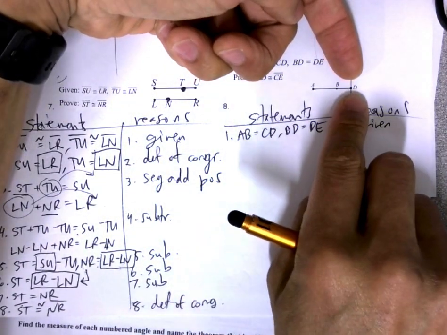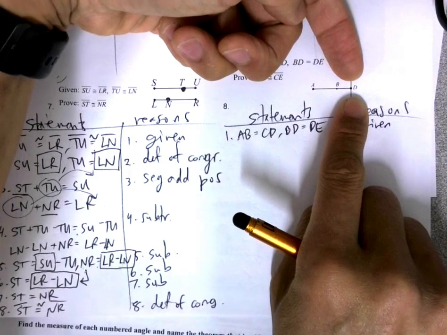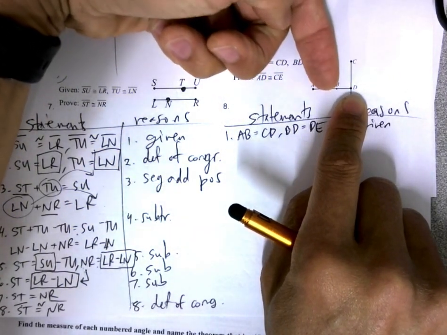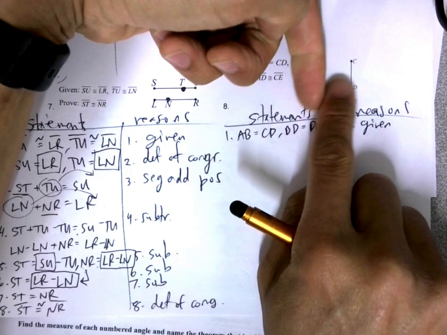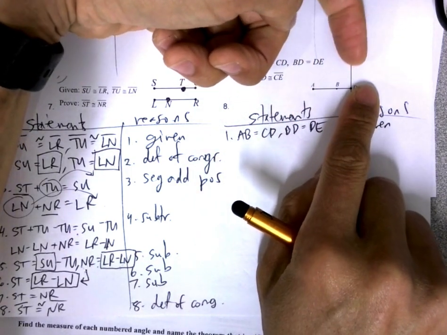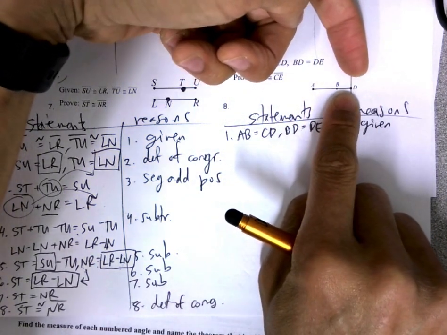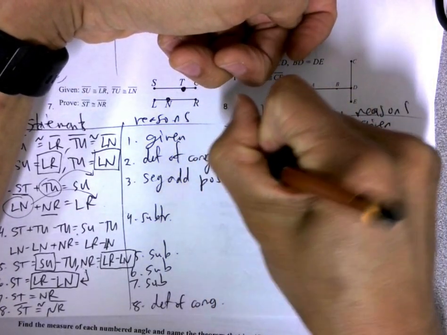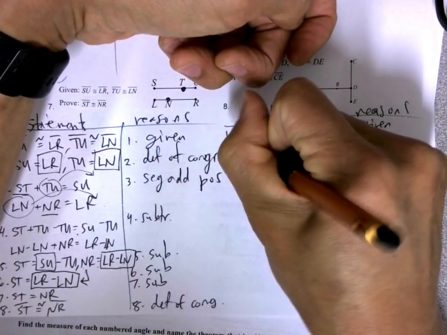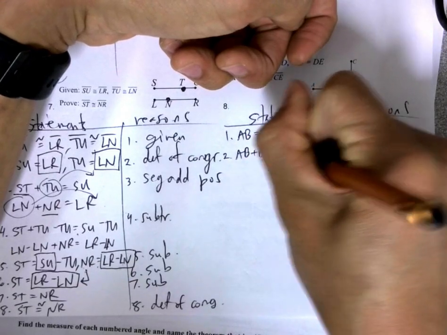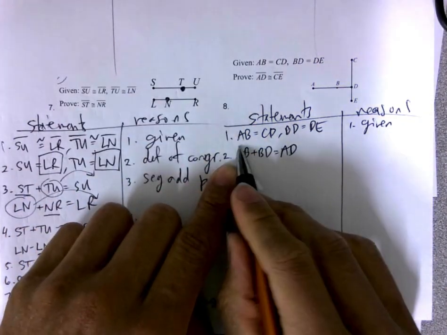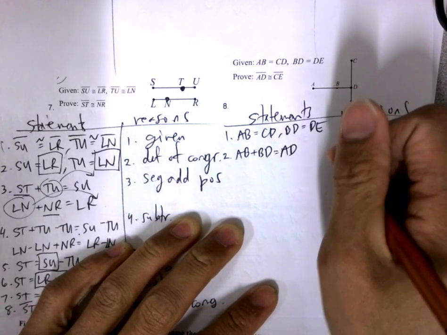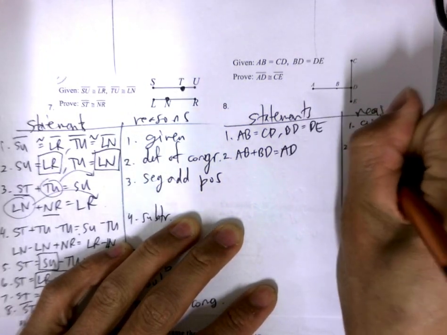So we're going to go ahead and apply seg add pos on those 3 points. What does seg add pos let us say? First part of the segment plus second part of the segment equals the whole segment, right? Namely, measure AB plus measure BD is equal to measure AD. So let's go ahead and do that. So it's measure AB plus measure BD is equal to measure AD. Notice when we go to measure, we don't need the lines over the 2 points, right? So our 2 is going to be seg add pos.